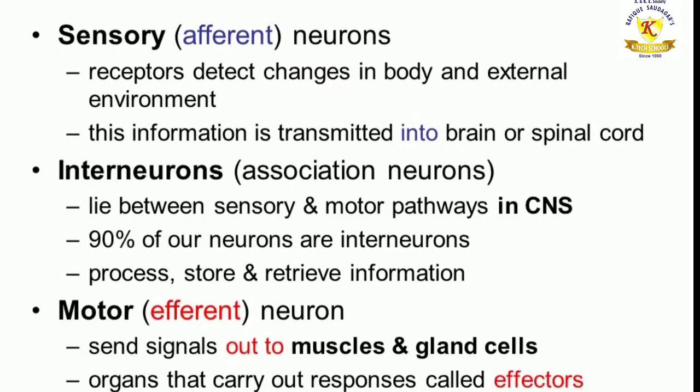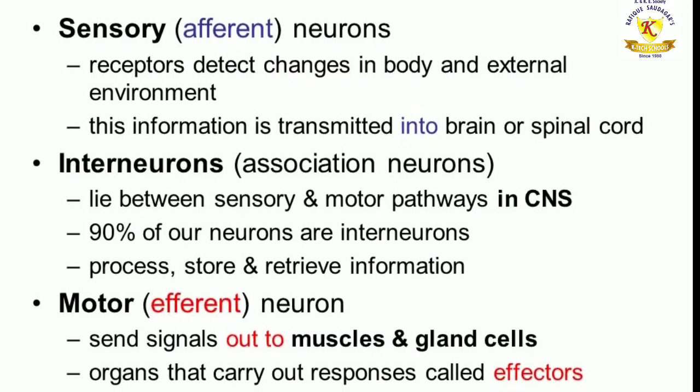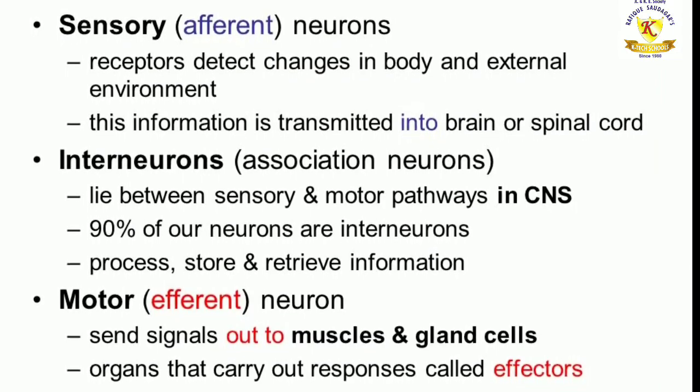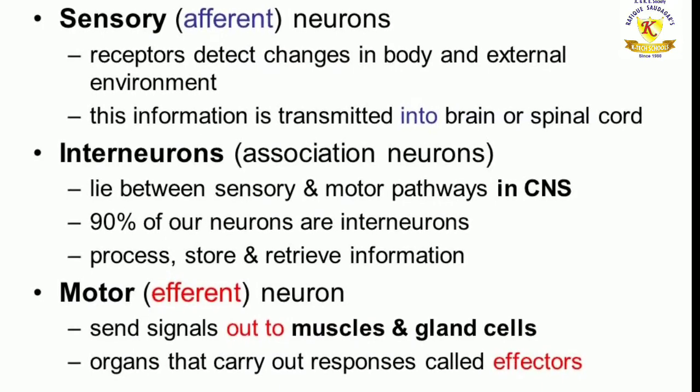The next is motor or efferent neuron. It sends signals out to the muscles and gland cells. They are the organs that carry out responses called effectors.